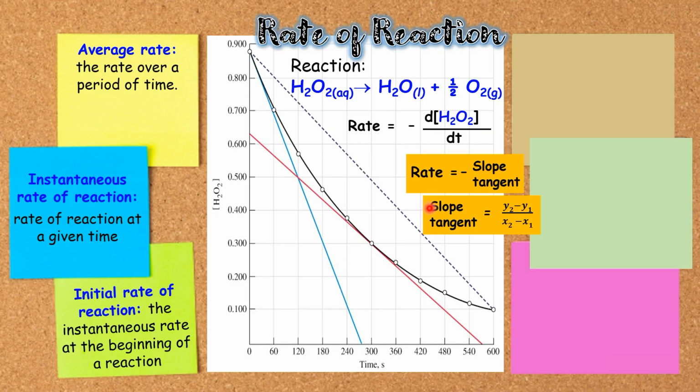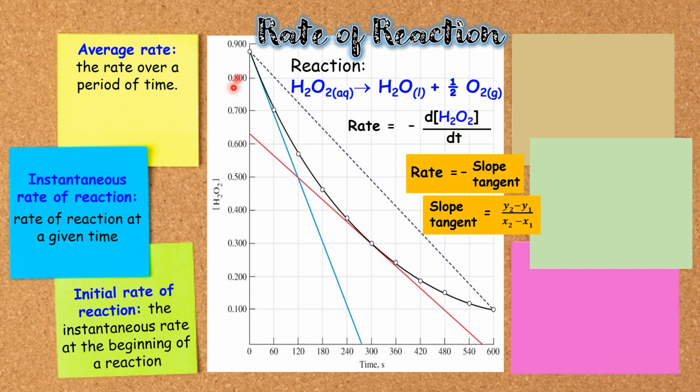What is the information that we can get from the graph of concentration of reactant against time? Let us consider this reaction, the decomposition of hydrogen peroxide, decomposing into liquid water and oxygen gas. So the rate of reaction, when referring to hydrogen peroxide, is equal to negative, as the concentration of the reactant hydrogen peroxide will decrease, d[H2O2]/dt.